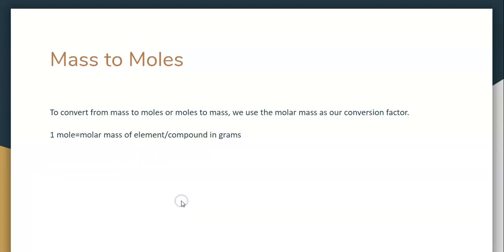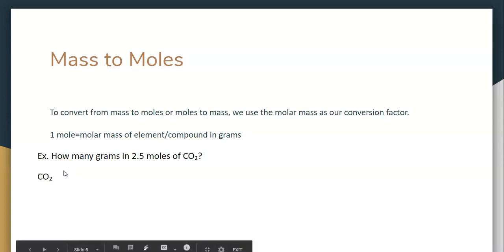Let's try another one. How many grams in 2.5 moles of CO2? In this case, I have a compound, so my molar mass is going to take a little extra step. It's not just going to be something I can read off of the periodic table. It's going to take a little bit more.